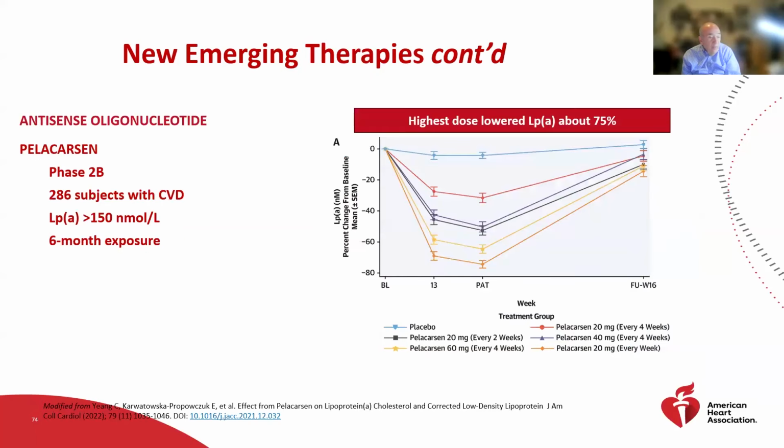So the first is a drug which is an antisense oligonucleotide, pelacarsen, and it is now near the end of its phase 3 CVOT outcome. This is a phase 2B trial, a dose response trial, and if you just look at the bottom lines, you can see that this drug was given every 2 to 4 weeks with remarkable reductions in LPA levels. These are percent changes.